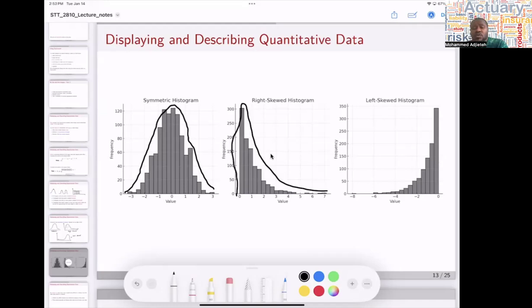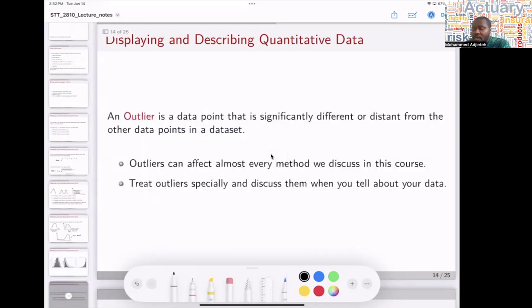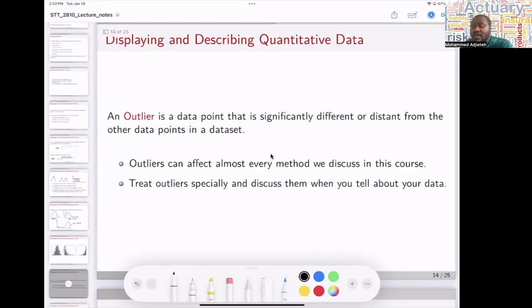And the other thing we also want to discuss is outliers. What is an outlier? An outlier is a data point that is significantly different from the rest of the data points in the data set. So for example, let's look at this class. Let's say that we have Yao Ming in this class. You know Yao Ming is very tall. And so in such a situation, he is an outlier because his height is significantly different from all of us in this class.